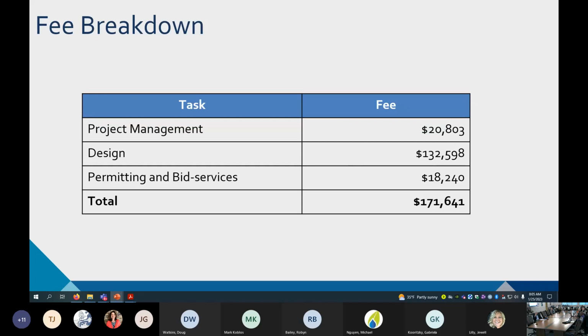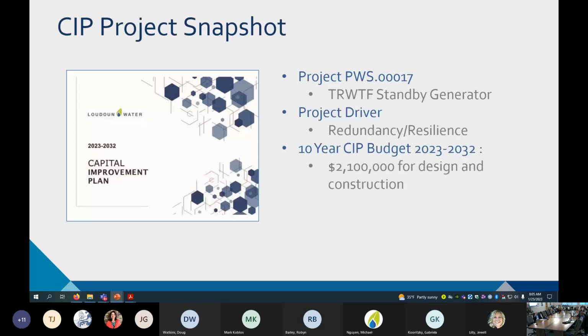The fee breakdown is the following. It's a total of $171,641. The 2023-2032 capital improvement plan has this project itemized. It's PWS 00017. And there's a total budget of $2.1 million for the construction and design of this project.